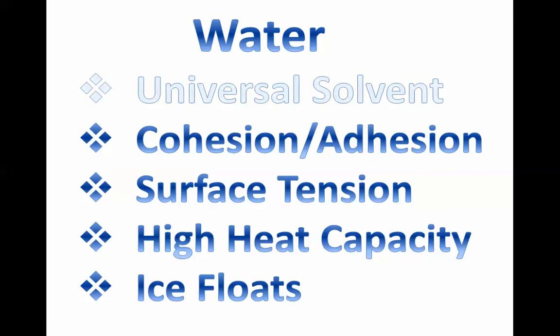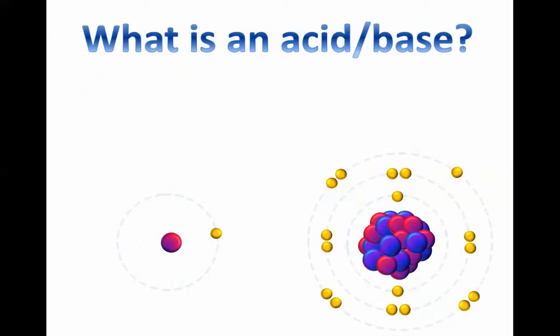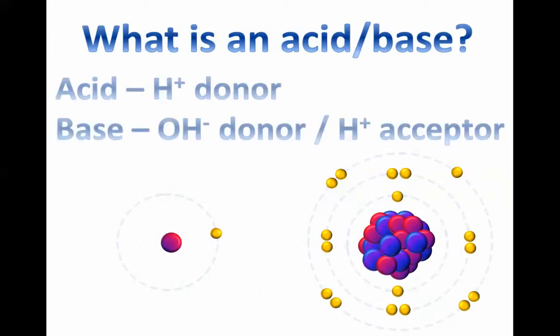With that in our head, let's go back to this question. What is an acid? What is a base? The definition of an acid-base is simple. Acids are chemicals that are proton donors, or H plus donors. Bases are chemicals that are either defined as hydroxide ion, OH minus donors, or proton H plus acceptors.